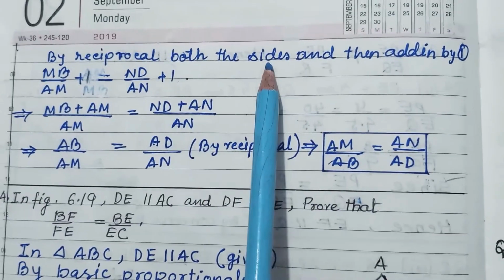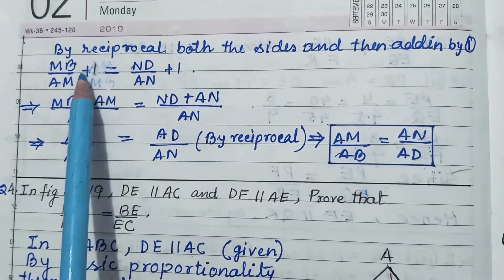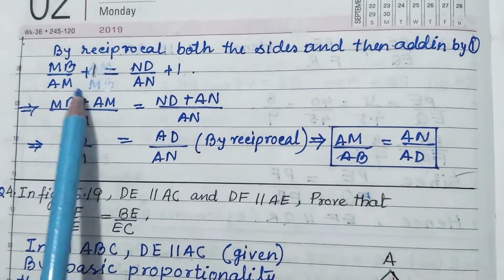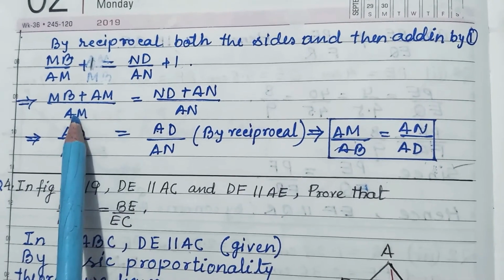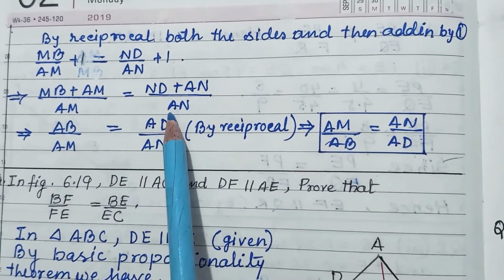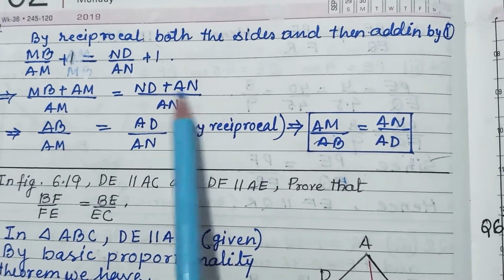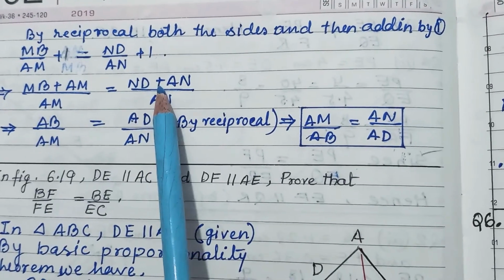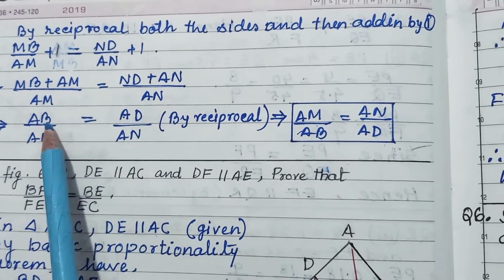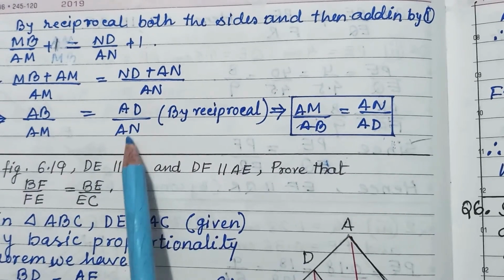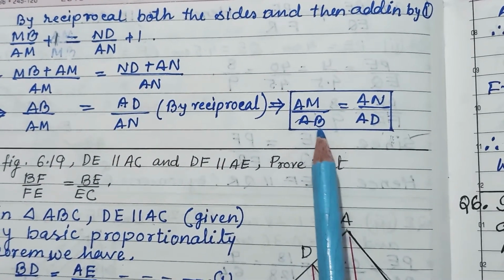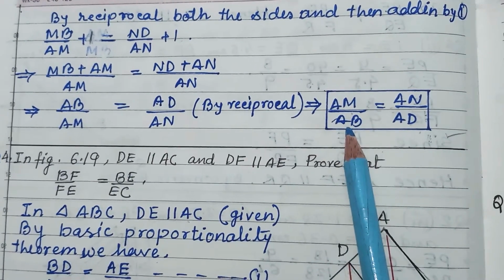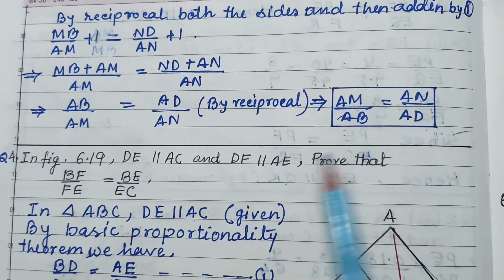Now add 1 to both the sides. So it is MB plus AM upon AM, and this side is ND plus AN upon AN. MB plus AM together is AB, and ND plus AN together is AD. So AB upon AM is equal to AD upon AN. Again taking the reciprocal, AM upon AB is equal to AN upon AD. Proved.